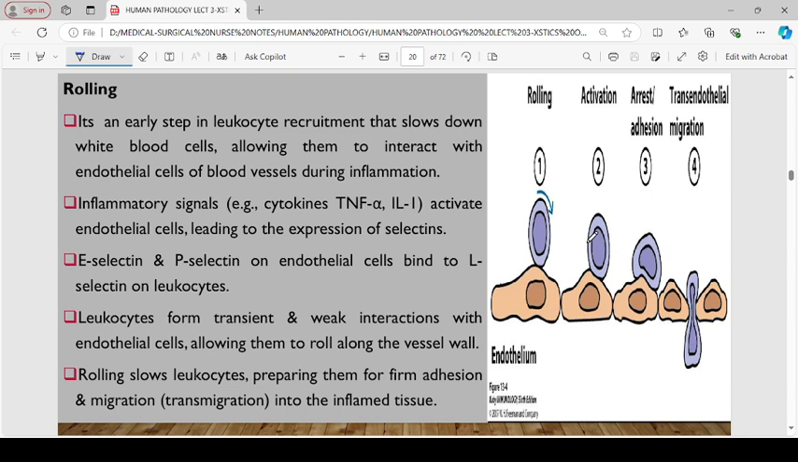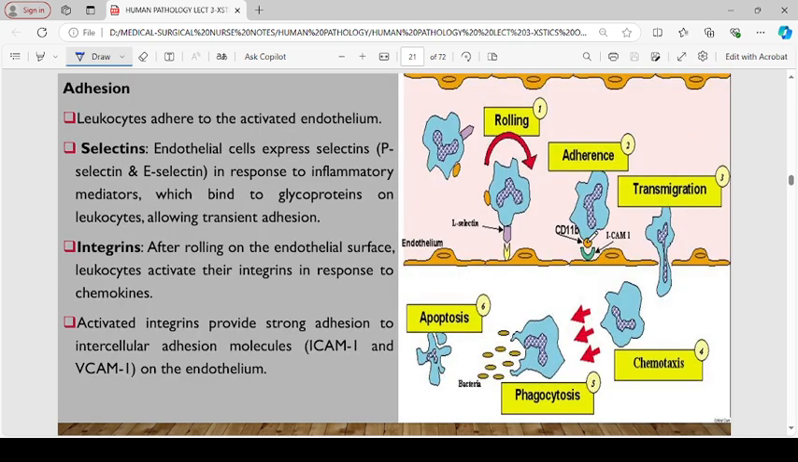Rolling normally slows leukocytes, preparing them for firm adhesion and migration into the inflamed tissue. From rolling, we go to adhesion, and the leukocytes will adhere to the activated endothelium. Remember, endothelial cells express selectins, that is P-selectin and E-selectin, in response to inflammatory mediators, which bind to the glycoproteins on the leukocytes, allowing transient adhesion.